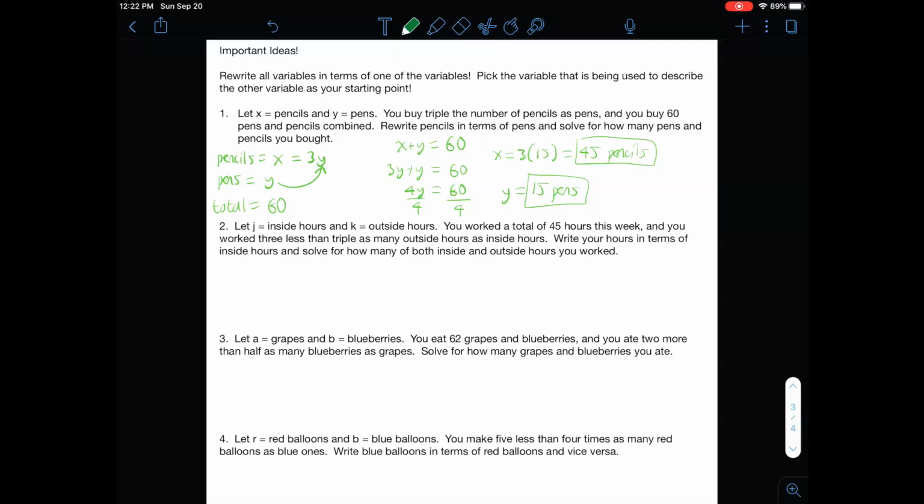I'm not sure if these problems are all written correctly, but the rewrite pens in terms of pencils. That should be fine, but we should be good.